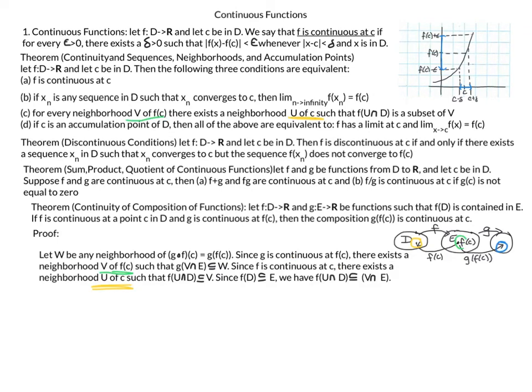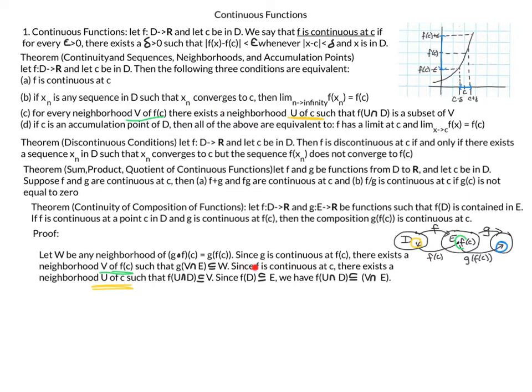So far we've used the fact that g is continuous to get this green neighborhood mapping completely into this blue neighborhood. Now we need to go all the way back here to the start. Given our green neighborhood, which is a neighborhood of f of c, there's a neighborhood of c, this yellow neighborhood u, such that the image of u intersected with the domain is a subset of the green neighborhood. And we know this is true because f is continuous.